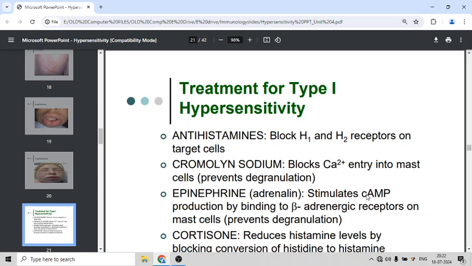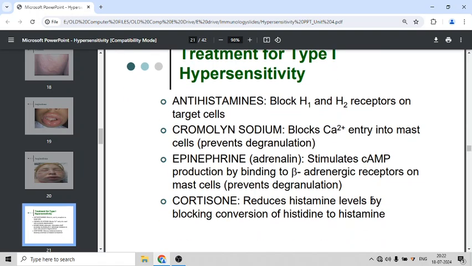Epinephrine is adrenaline which stimulates the cyclic AMP production by binding to beta adrenergic receptors, and by binding to beta adrenergic receptors on the mast cells, it prevents the degranulation of the mast cells. Once again, that will decrease the severity of the reaction. Cortisone, that is the corticosteroids, reduces the histamine level by blocking the conversion of histidine to histamine. Histidine is stored in the mast cells in the granules of the mast cells, and the conversion of histidine to histamine is prevented by the blocking by the cortisone. Thereby the histamine release is prevented.